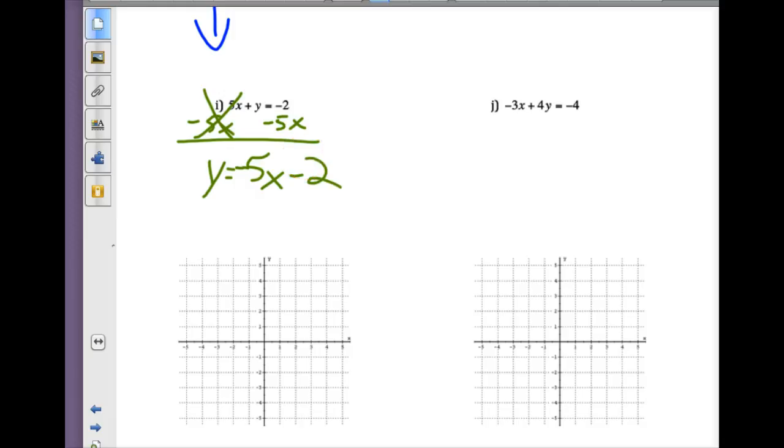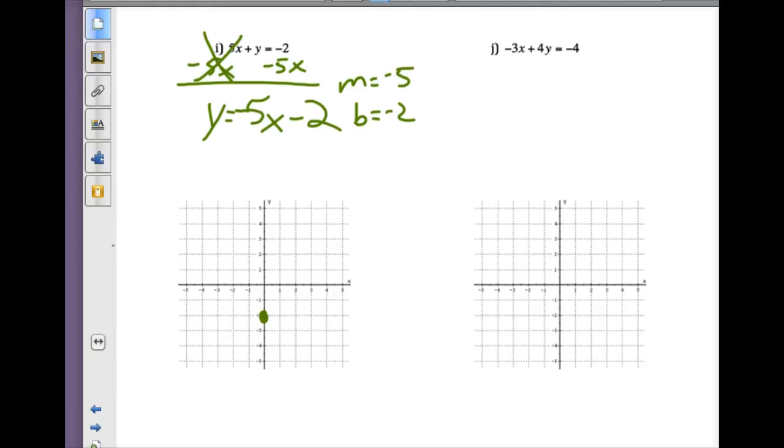Tell me the slope and the y-intercept of that line. The slope is negative 5, and the y-intercept is negative 2. Excellent. Everybody graph that one. A y-intercept of negative 2, a slope of negative 5. You kind of get off the page a little bit. Go 1, 2, 3, 4, 5, and over 1.